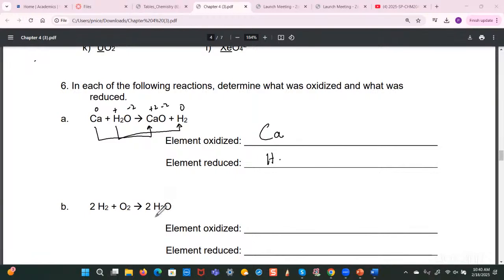All right? Any questions? Okay, so if you understand this, let's see if you can answer this question. The B part. Which element is being oxidized in the case of B?